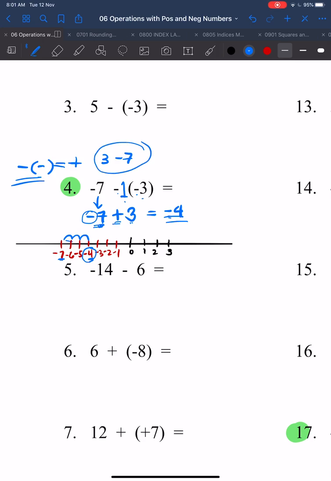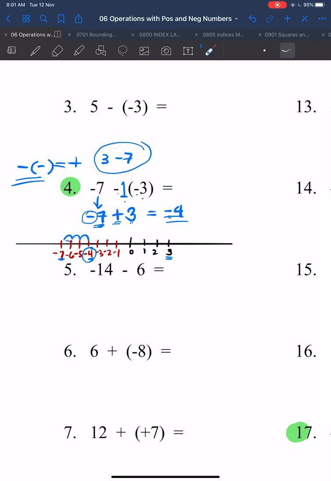Even if I switch it, okay, 3 minus 7. Let's try 3 minus 7, okay? So 3, and it says minus 7. Please move 7 spaces to the left because it's negative. 1, 2, 3, 4, 5, 6, 7. And we still end up with negative 4.